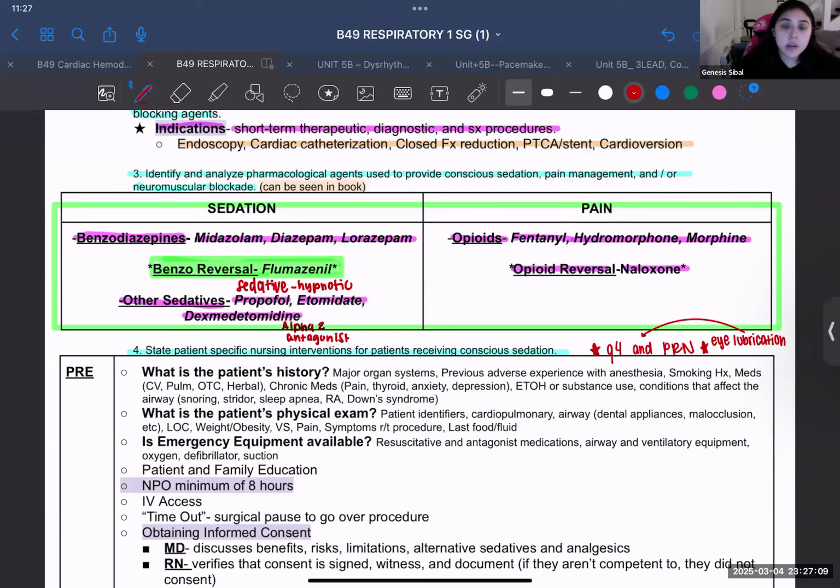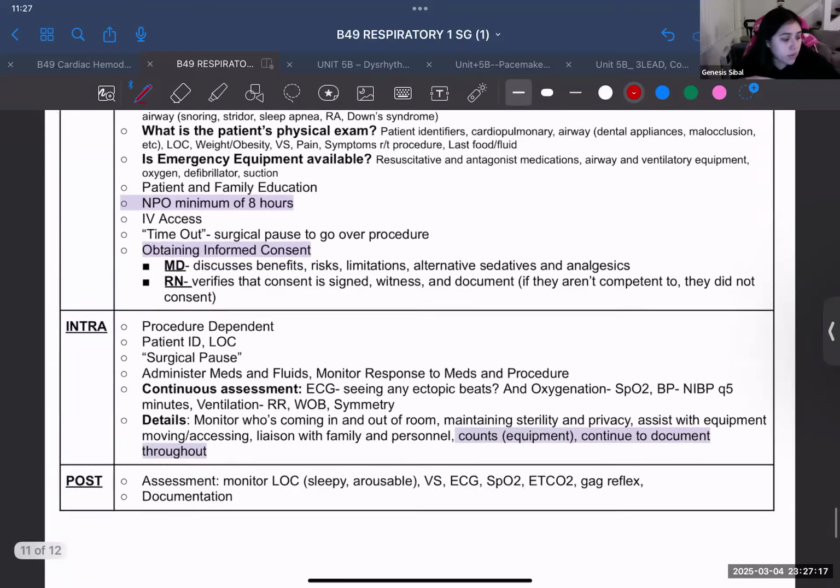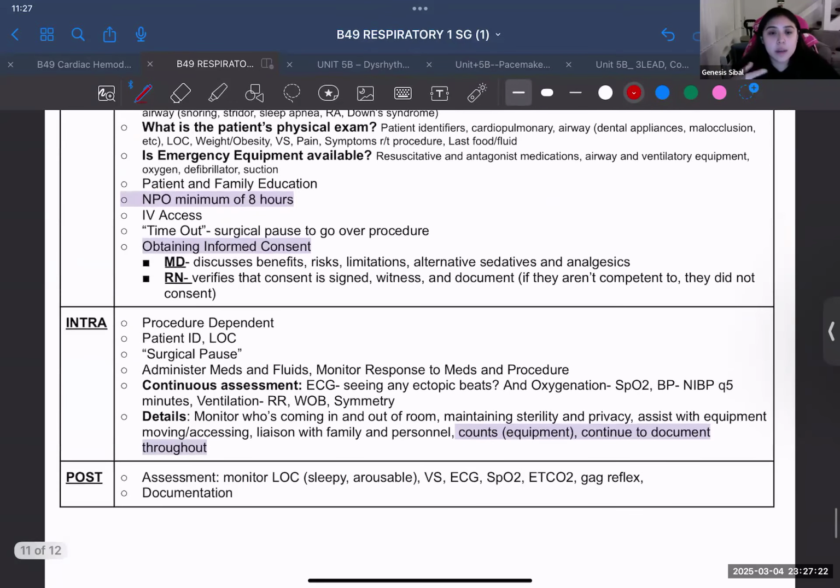In terms of pain, you guys already know opiates: fentanyl, hydromorphone, morphine. What are we giving for reversal? We all know Narcan, naloxone, right? So in terms of the pre, intra, and post, just go ahead and read up on that. She never asked us anything really about this.